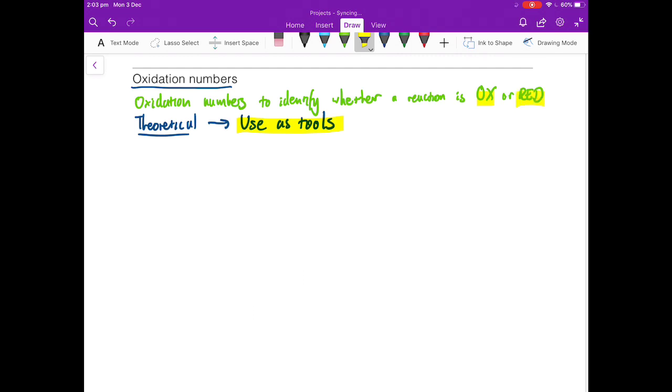So let's go through the steps and then do a couple of quick examples. This is what you guys will need to do when it comes to oxidation numbers. Step number 1, elements by themselves have an oxidation number of 0.